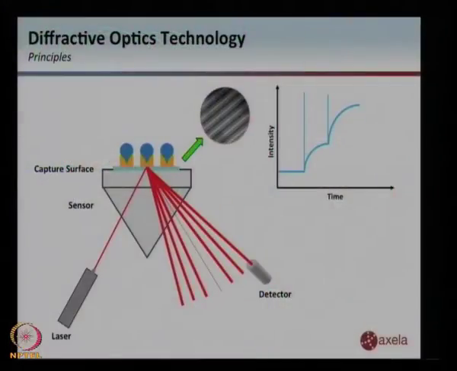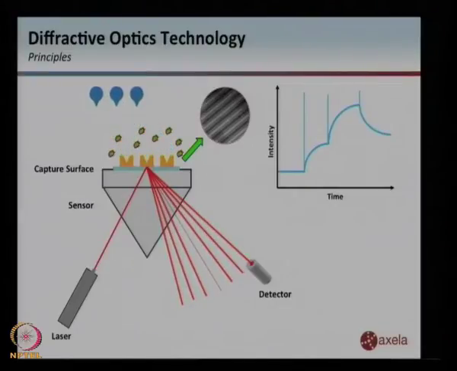You can also play games. If you're trying to measure relative strengths of interaction, you can imagine whether you can displace this antibody with another thing. So here's something coming in, another molecule, and if the binding is stronger, it may actually detach the previous one, and that will be indicated by a change in signal, in this case, a decrease in signal.